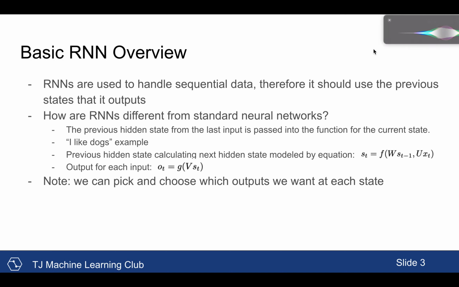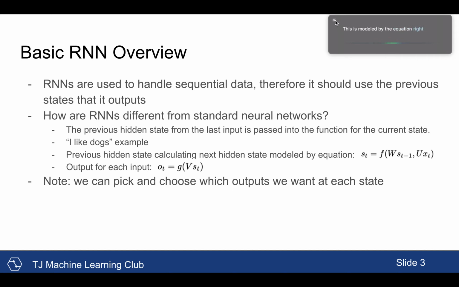This is modeled by the equation right here, where W and U are weight matrices. S sub t is the current state, S sub t minus 1 is the previous state, and X sub t is the input vector. The function that the two parameters are passed into is an activation function like ReLU or hyperbolic tan. The output for each input is given through the function, where V is a weight matrix and the function is another activation function for classification, like softmax.